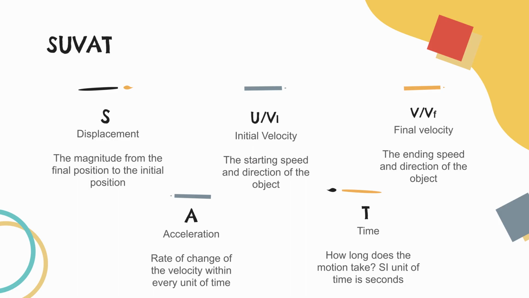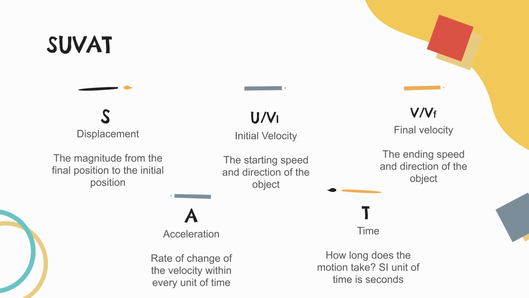Before talking about Suvat equations, we have to know the definition of the term Suvat. S stands for displacement, which is the magnitude from the final position to the initial position. U stands for initial velocity, which represents the starting speed and direction of the object. V stands for final velocity, which represents the ending speed and direction of the object.